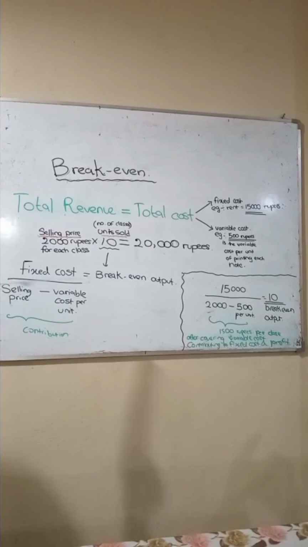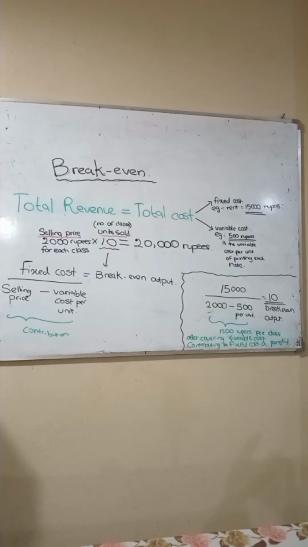I have done the working. 2000 is my selling price, 500 is my variable cost per unit. That means to print each tube, I have to spend 500 rupees. When you deduct it, you get 1500 rupees as the denominator. What does that mean? That means 1500 rupees per class. I have written it in green. You can see 1500 rupees per class is left after covering your variable cost. From each product, after you have deducted your variable cost, you have 1500 rupees left. That 1500 rupees will go from each class.